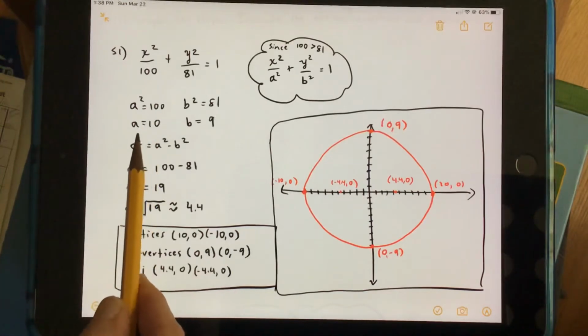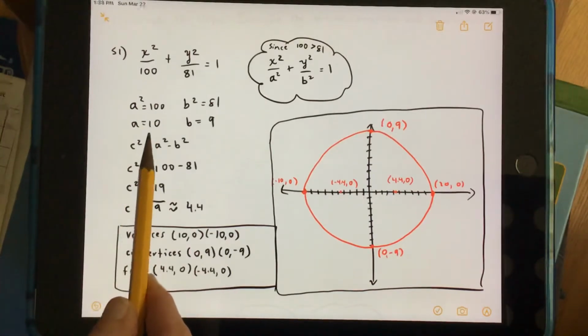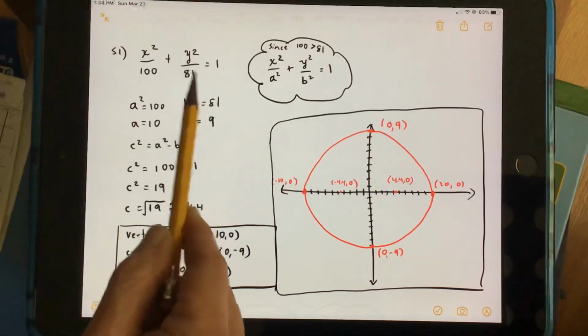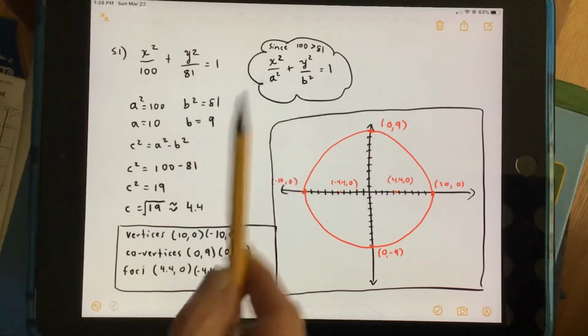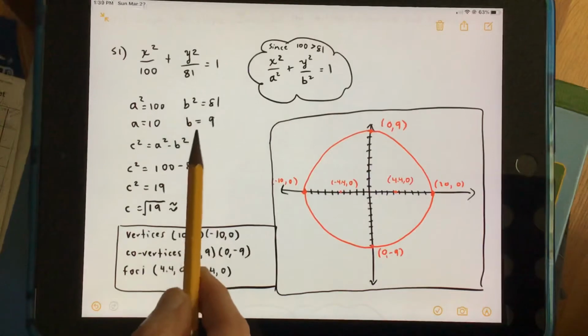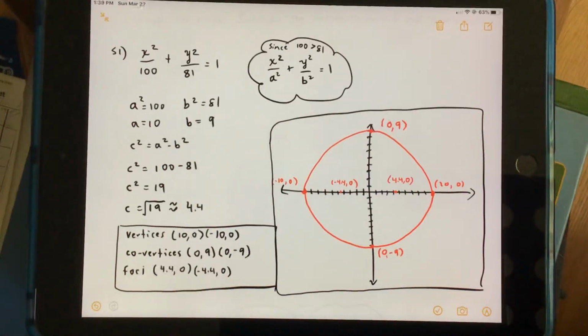And I'm then taking the square root of both sides to arrive at a is 10. b squared is 81, that's this number here, that's our b squared term. And when I take the square root of 81, b is 9. So that's going to give me some important information about my vertices as well as my covertices.